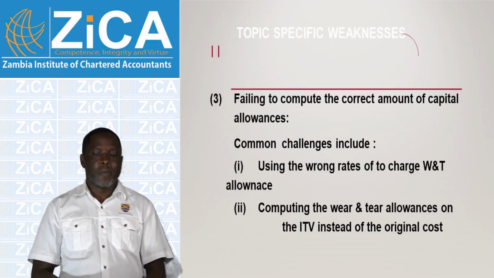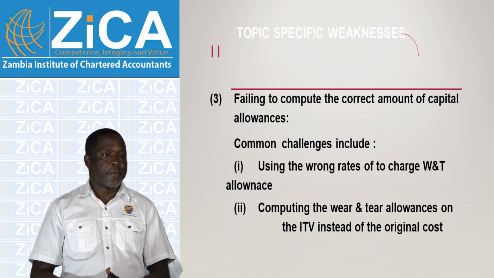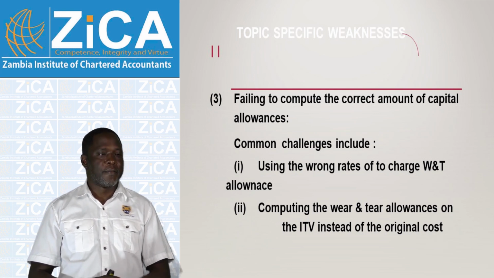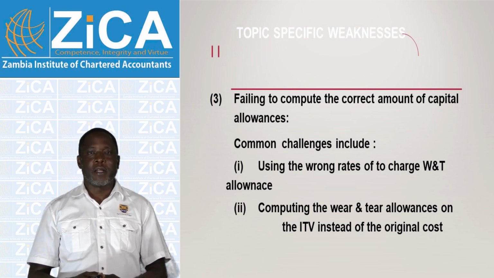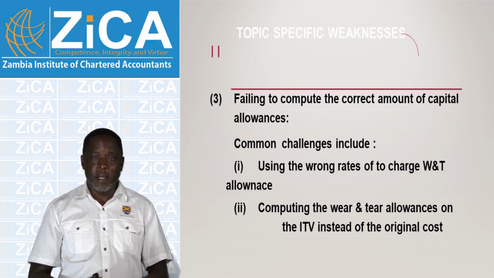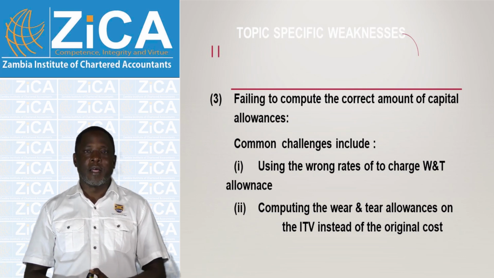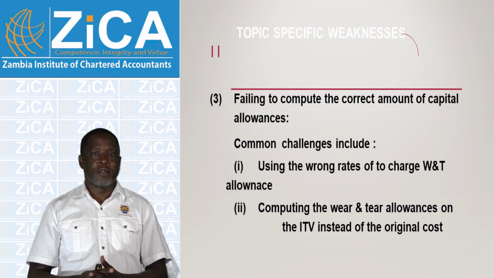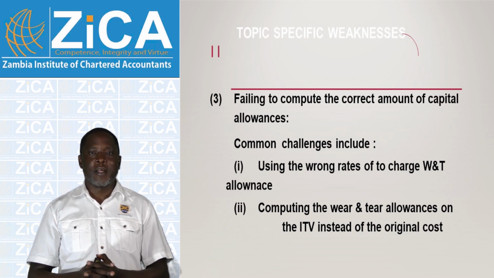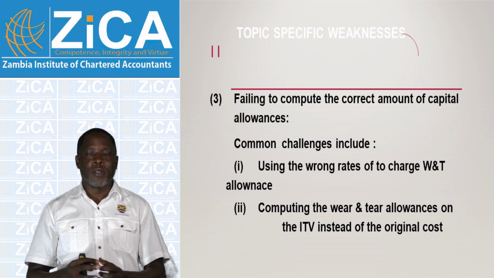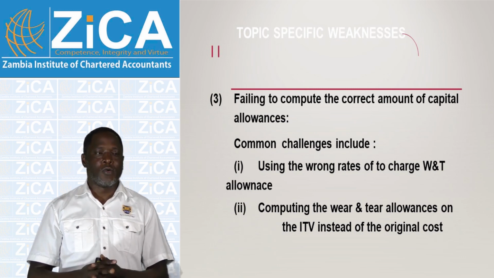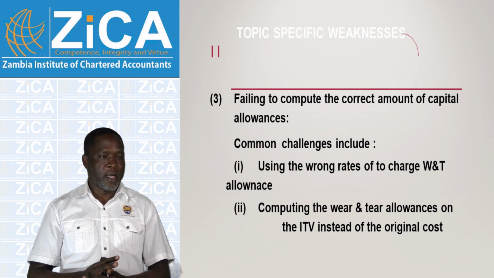Another challenge faced by students sitting for these two papers relates to the computation of capital allowances. In this particular area, common weaknesses include using the wrong rates to compute the wear and tear allowances available on the different types of implements, plant and machinery, including the industrial buildings as well as the commercial buildings. You are encouraged to refer to the taxation table. The examination paper always contains the taxation table showing the rates at which capital allowances are charged on different types of implements, plant and machinery, as well as buildings.